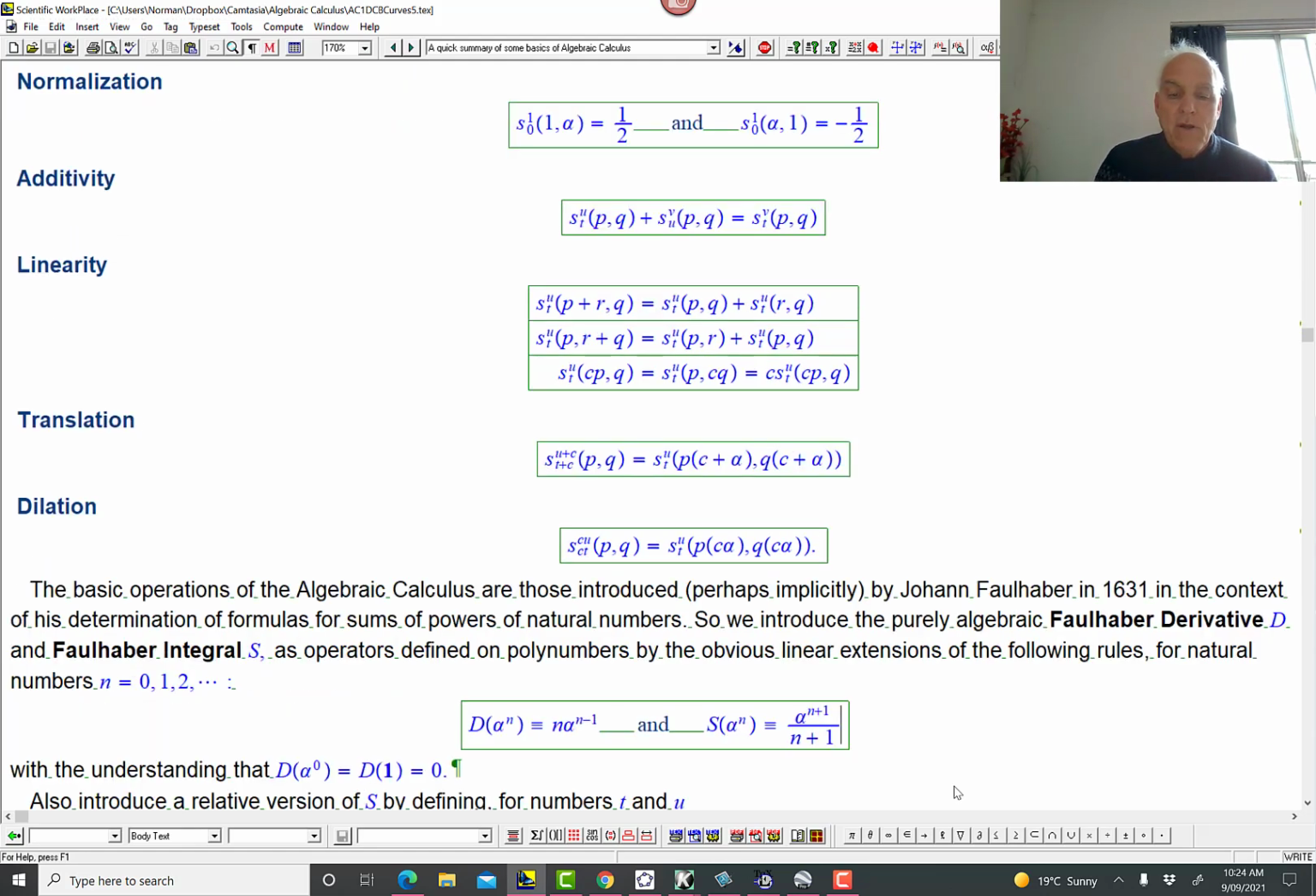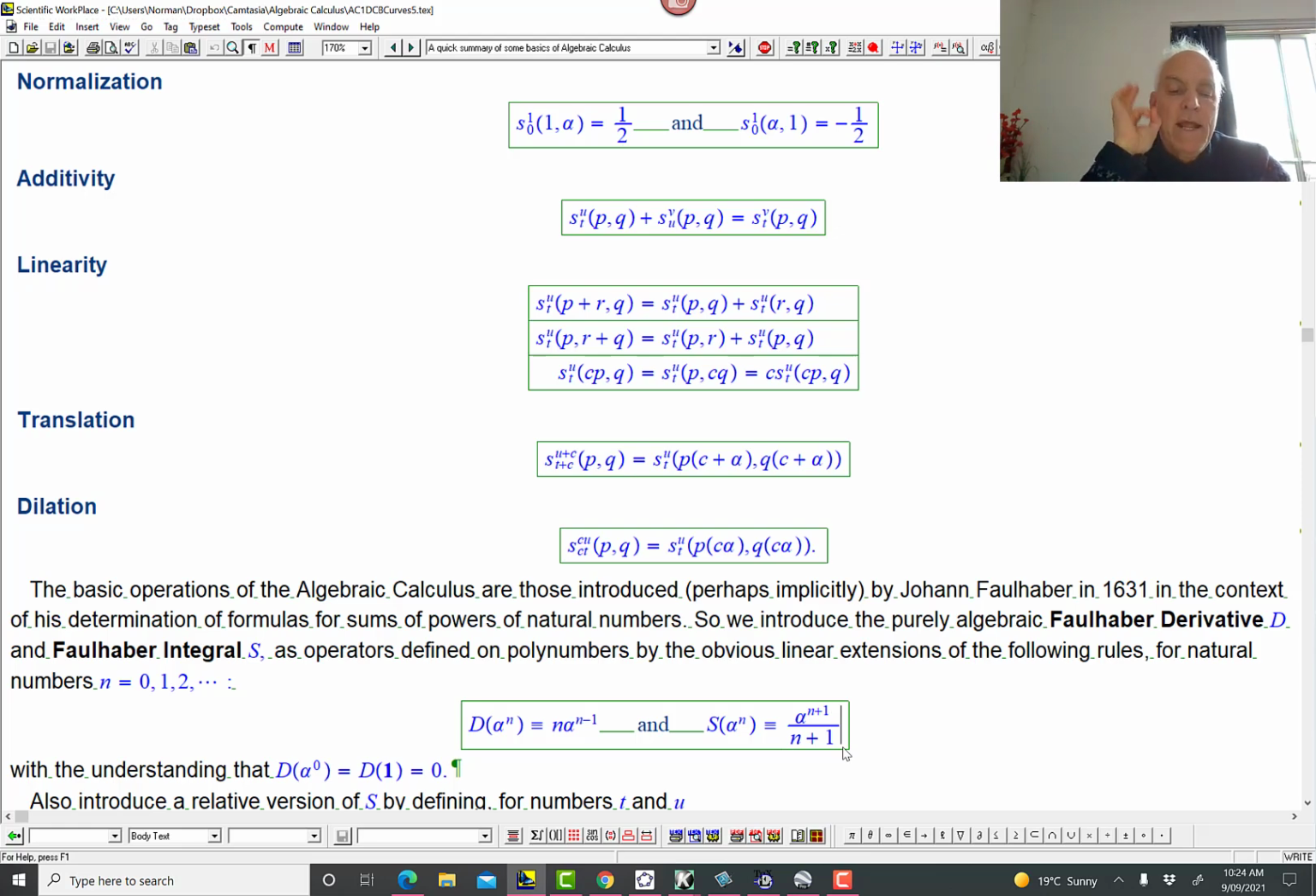So the heart of the matter is that we can, following Faulhaber, define the derivative and the integral as operators, and we're going to call them capital D and capital S. These are operators on polynumbers, and they're given by these very simple rules that D of the polynumber alpha to the n is n times alpha to the n minus 1. That's a familiar derivative formula that you'll all have seen many times. And S of alpha to the n is alpha to the n plus 1 over n plus 1, the familiar integral formula that you've seen many a time.